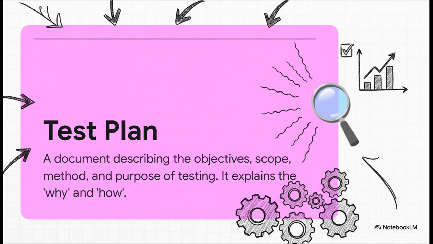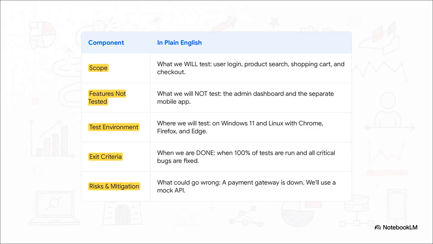This is what makes testing a science, not just an art. Let's bring this back to our shopping app. A good test plan makes everything crystal clear. The scope tells us we're testing the login and checkout, but we're going to ignore the admin pages for now. The environment tells us exactly which browsers and operating systems to use. It even has exit criteria, which is a fancy way of saying this is how we know we're finished. And it even plans for things that could go wrong, so testing doesn't grind to a halt.